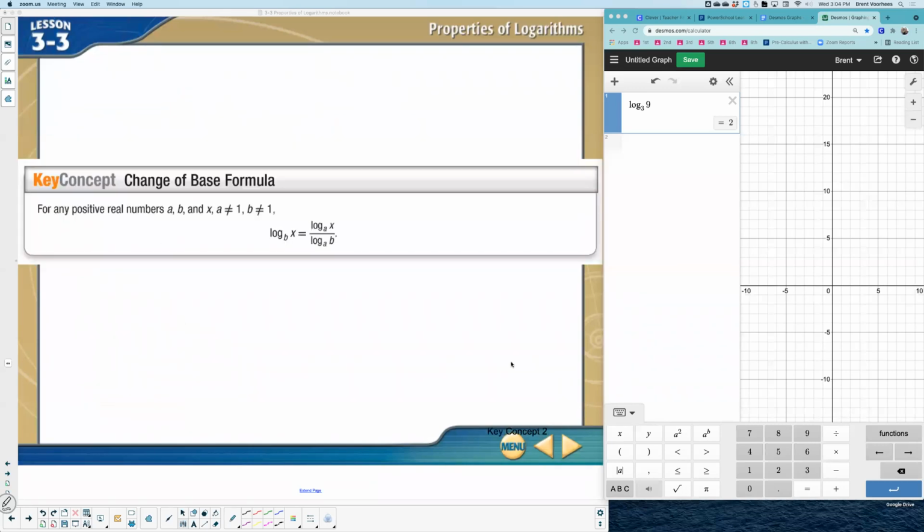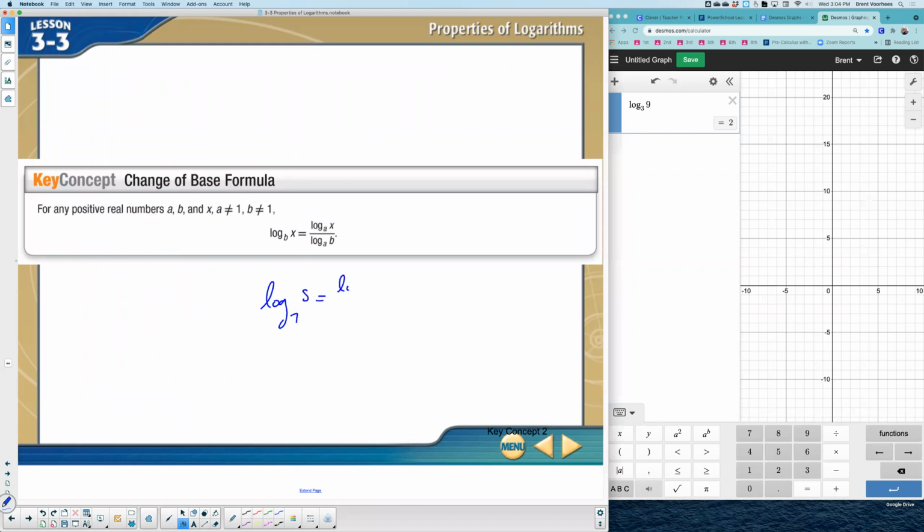All right, now we're going to talk about the change of base formula. I don't exactly use this the way the textbook describes, because with technology we don't have to, but this statement here is true. It's just saying that if you had, say, log base 7 of 5, you could solve this by taking the common log of 5 divided by the common log of 7. Or you could say this would be the natural log of 5 divided by the natural log of 7. Any of these are the same. That's just the change of base formula.